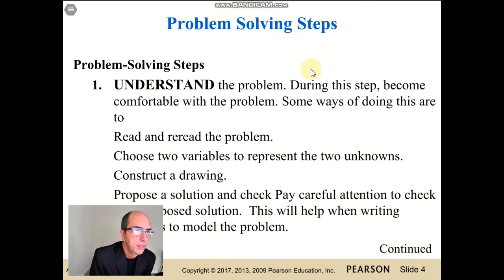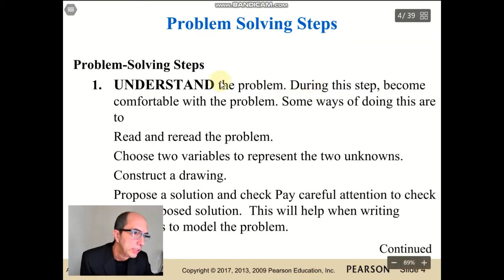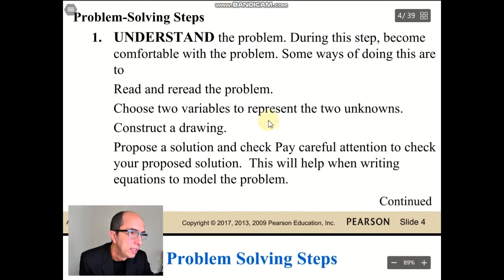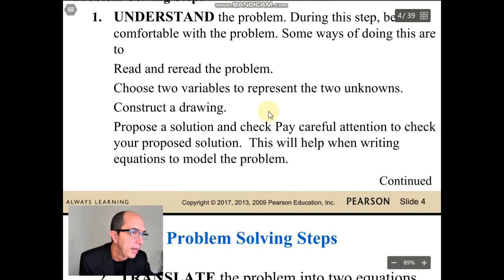The steps are, the first one is to understand. You have to understand the problem. During this step, become comfortable with the problem. Some ways of doing this are to read and reread the problem. Choose two variables to represent the two unknowns. Construct a drawing. Propose a solution and check, paying careful attention to your proposed solution. This will help when writing equations to model the problem.